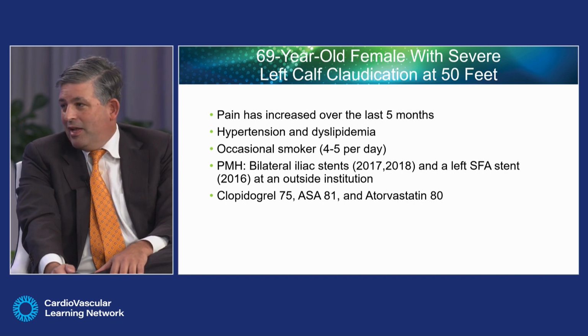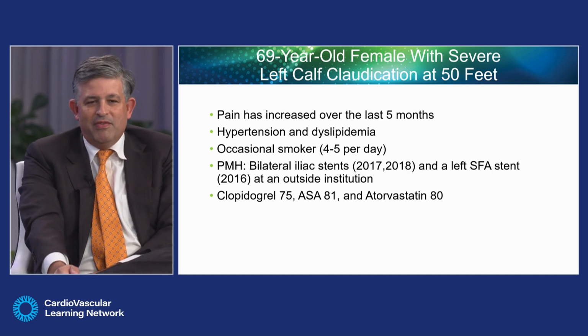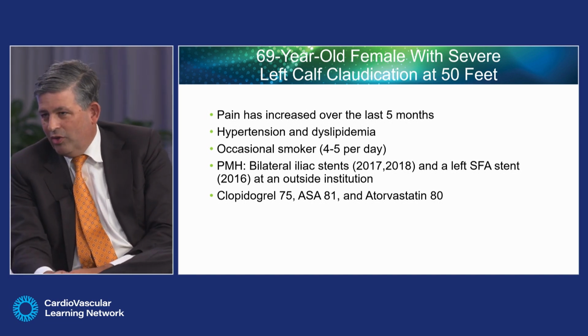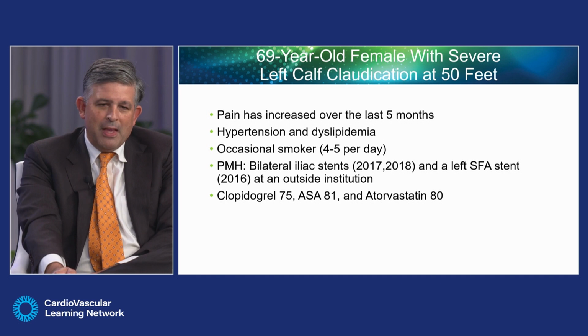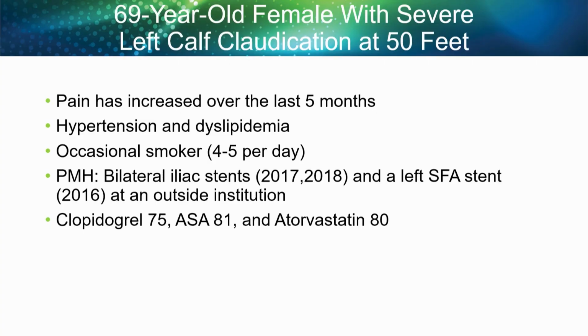She does have a complicated past medical history. Bilateral iliac stents, one in 2017 and then bilateral in 2018, and a left SFA stent that she had first in 2016, all done at an outside institution. She came to see me on a baby aspirin, clopidogrel, and atorvastatin 80. Those are the bilateral iliac stents.